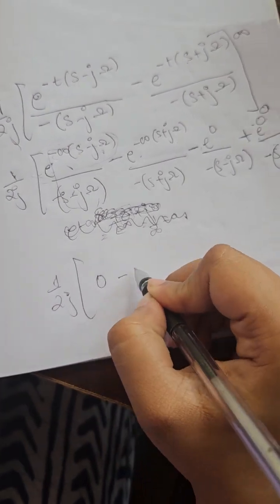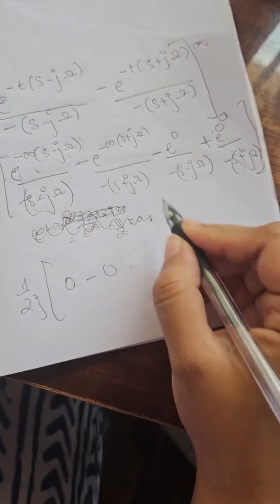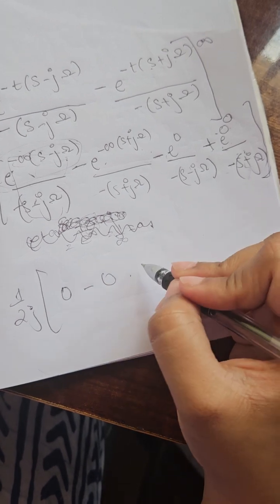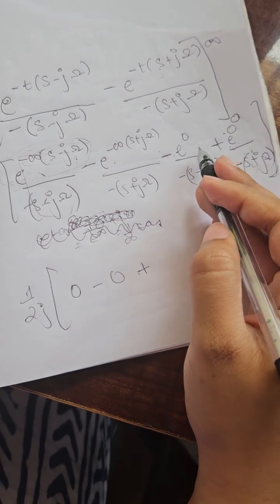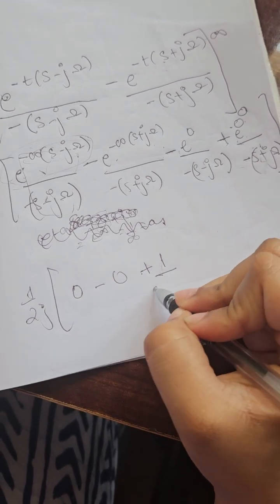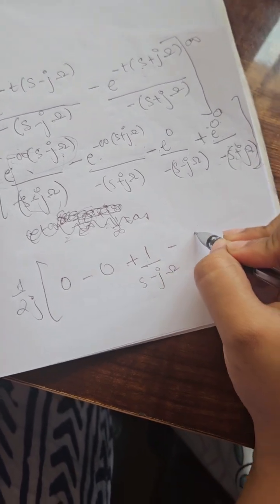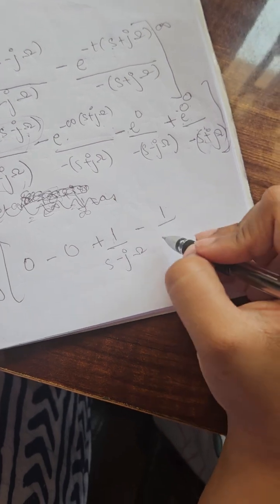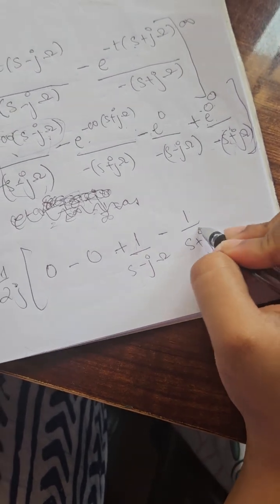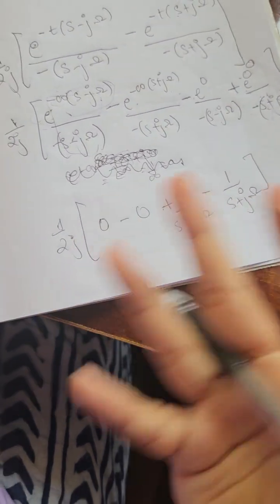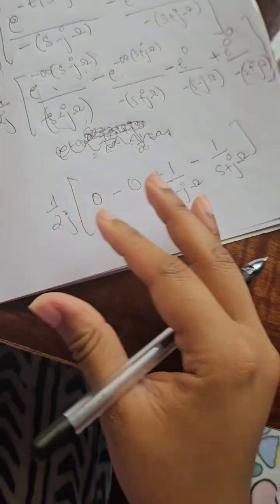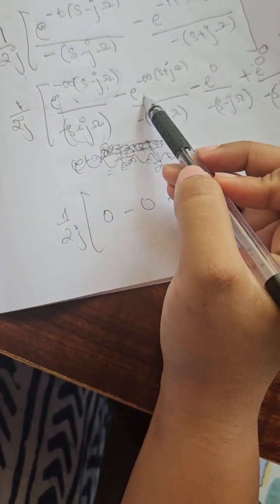So I get 0 minus 0. Minus and minus become plus, and I know this is 1, right? So plus 1 by s minus j omega. This is minus, that minus comes up, 1, because e raised to 0 is 1, s plus j omega. Yeah, so as you can see, you've really shortened down the answer by just putting in 0 here and putting in 1.